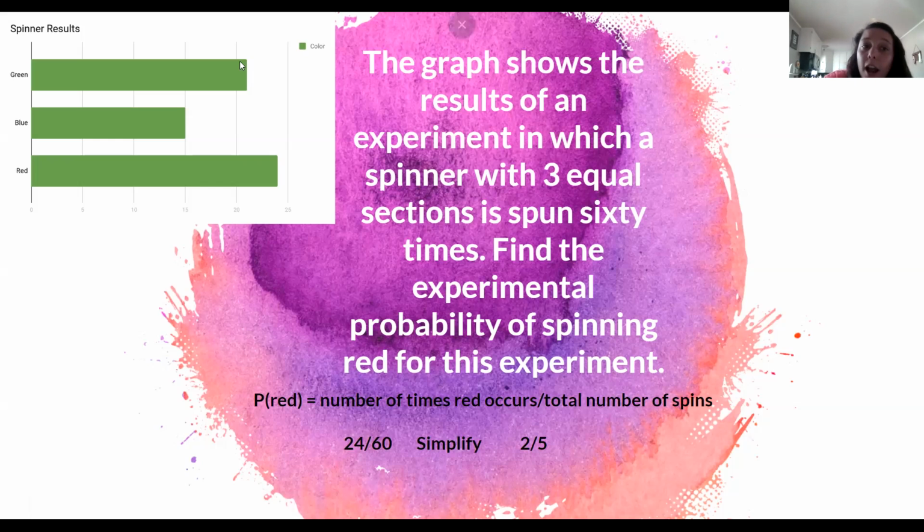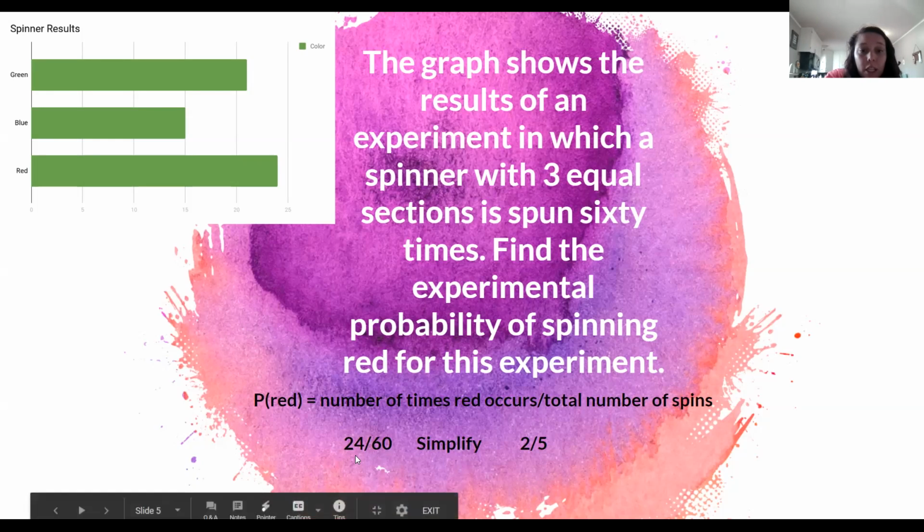So if you look at the graph, and I know it's hard to see, not every number is given. They're kind of by fives. So green was spun 21 times, blue was spun 15 times, and then red was spun 24 times. So in your book, it shows that a little bit better if you have it and you want to look at that. So finding the experimental probability of spinning red. So looking at the graph, and again, I know it doesn't show it very well, but it spun red 24 times, which is right here.